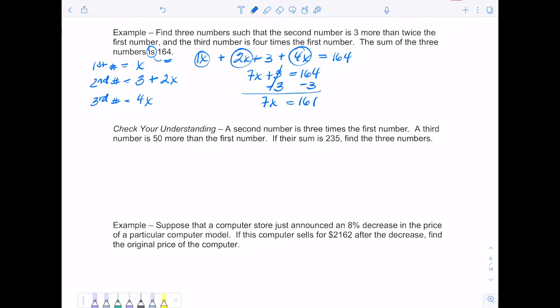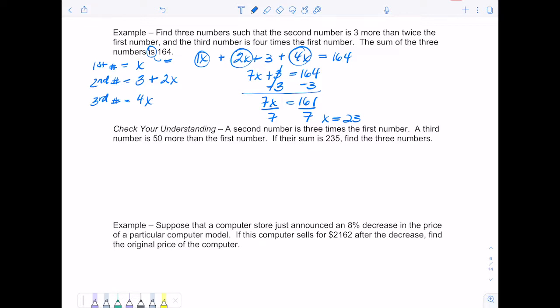Okay, now I still have that 7 with the x, and I don't want the 7 there. I want x by itself. So I need to look at my expression. It says 7 times x. When I'm multiplying, the inverse is divide. So I'm just going to divide everything by 7. And 161 divided by 7 gives us 23. So I know x is 23.